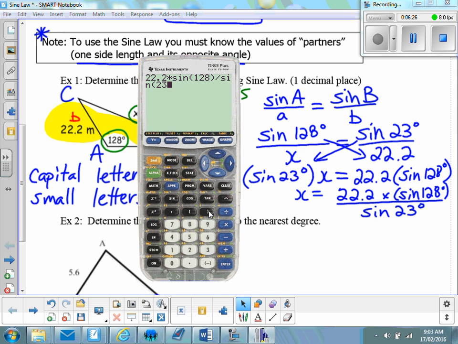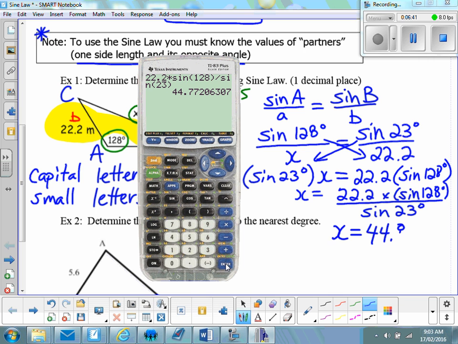Make sure that looks okay. I'll hit enter on that. So I get 44.7. I want to round it to one decimal place here. So in this case, x is going to equal 44.8 meters.